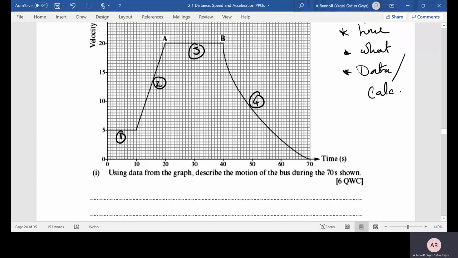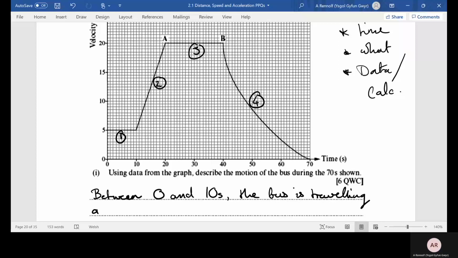So we're going to construct a sentence for each of those 4 parts of the graph. Firstly then, between 0 and 10 seconds, that's our first section. The bus is traveling at a constant speed of 5 meters per second. Given the times, said what's happening, given the data.